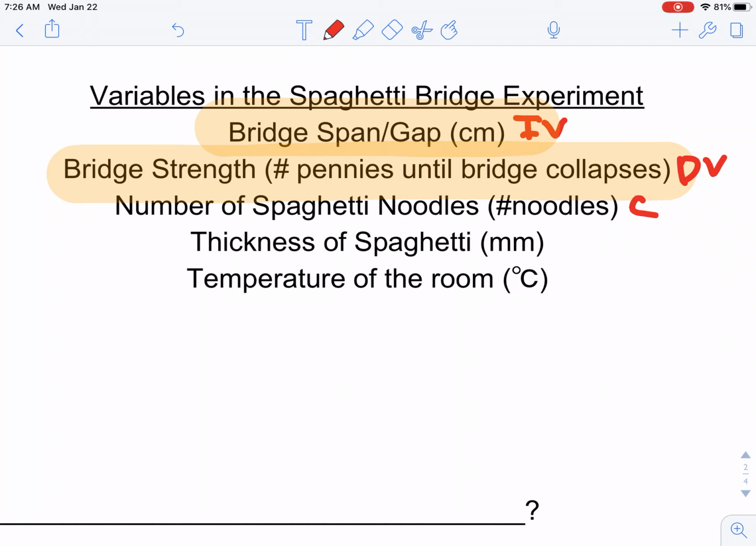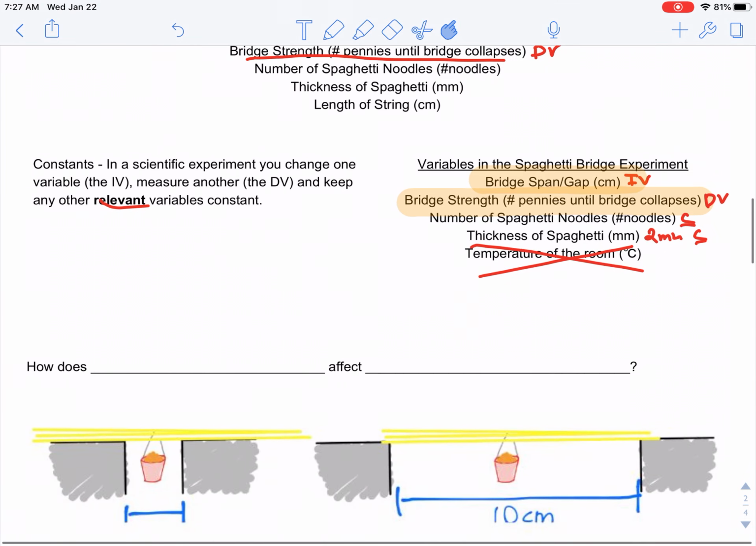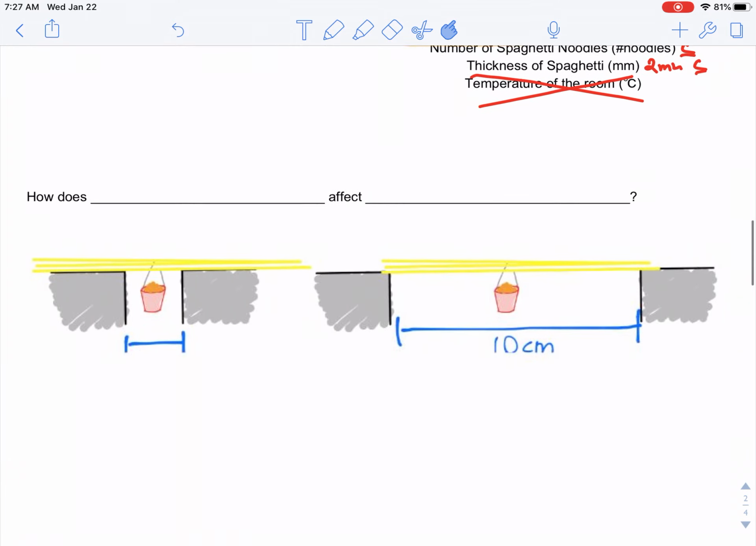Now that means that everything else must be constant. This is going to be constant. The number of spaghetti noodles, I'm going to keep it at 4 noodles. The thickness of spaghetti, I'm going to make sure that we're only using 2 millimeter spaghetti. That's going to be constant. I'm writing the C for constant. And the temperature of the room, you know what? That's just not even really relevant. The temperature of the room, that probably won't matter how strong the bridge is. It might, but that's not something that we need to write in a procedure. It's just not relevant. So remember that you need to hold certain variables constant so they don't affect your dependent variable.